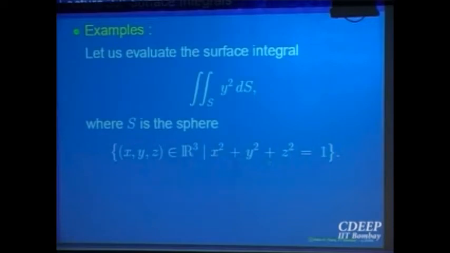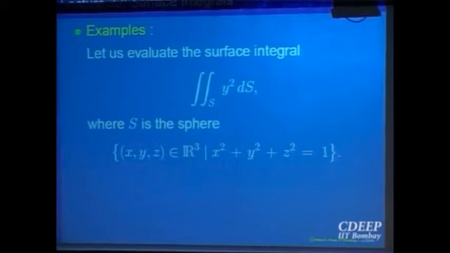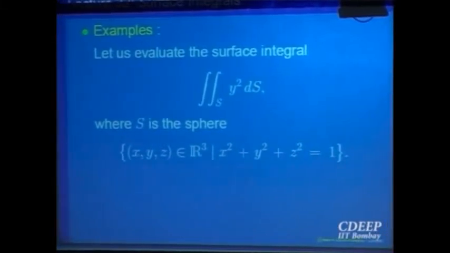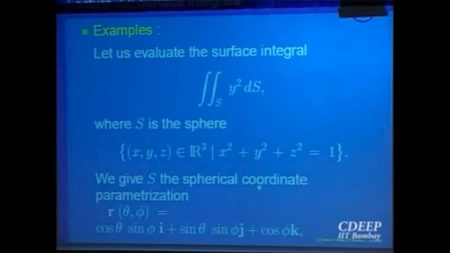To compute this, first of all you have to give a parameterization for the surface. Many parameterizations are available: Cartesian, cylindrical, or spherical. Let us choose the spherical coordinate parameterization, r, theta, phi. Phi is the angle the position vector makes with the vertical z axis, and theta is the angle the projection of that position vector has in the xy plane, as in polar coordinates. And r is equal to 1 because it is a sphere of radius 1.